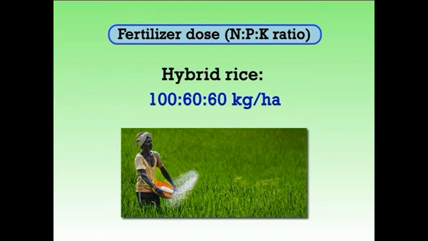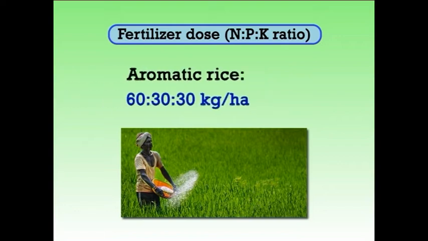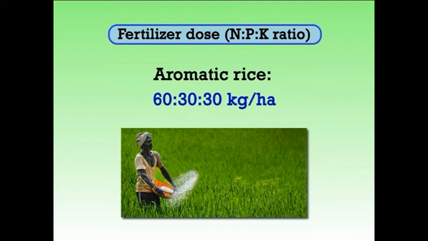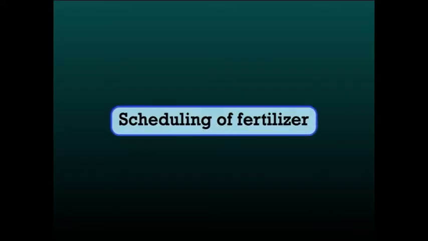And for hybrid rice, 100-60-60 kg per hectare is sufficient. And in case of aromatic rice, 60-30-30 kg per hectare is sufficient. Coming up next is about the scheduling of fertilizer.